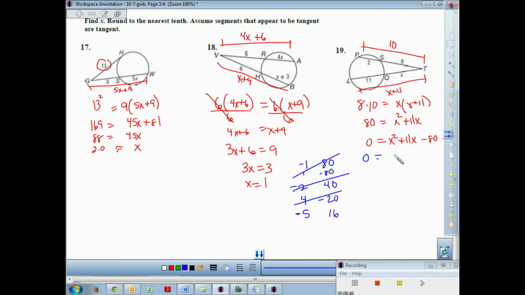So we can rewrite this as x minus 5 times x plus 16, because a negative 5 and a positive 16 add together to be 11 and multiply together to be negative 80. And now we can use the zero product property to solve this. X could equal 5 or negative 16. And then we can throw this guy out right here because you can't have a negative length right there. So x equals 5.